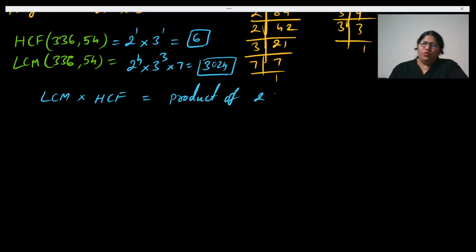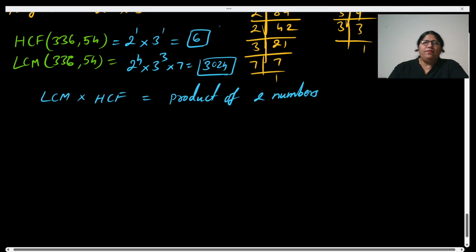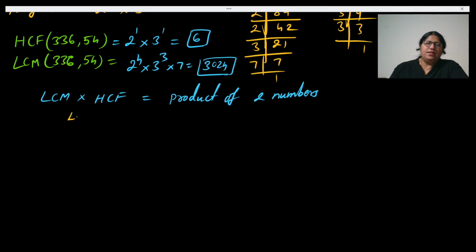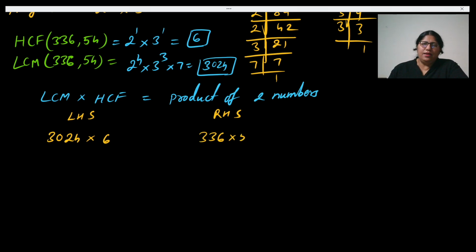Now you substitute, because how do we verify? We can take here LHS and RHS. So you can write down here without putting the equals to sign. What is the LCM we have here? 3024 times 6, and the product of, what are the two numbers? Product of two numbers, 336 times 54.